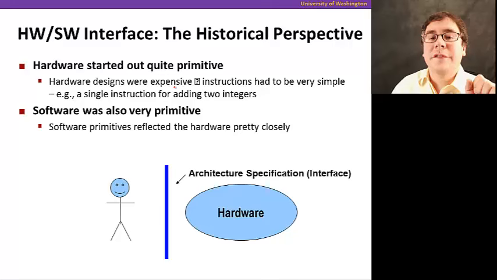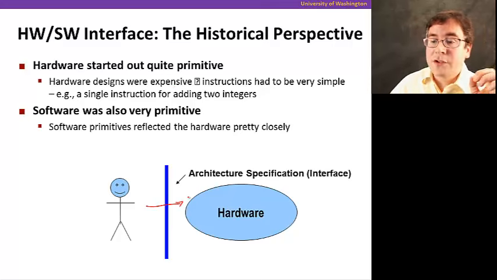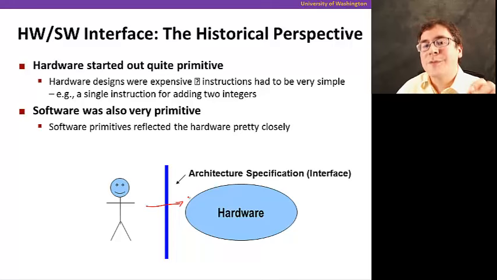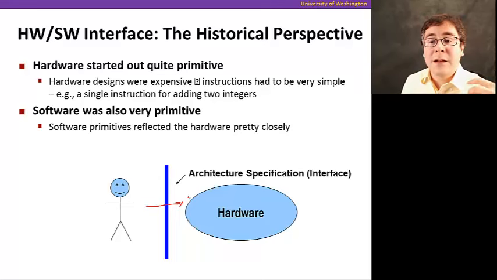Now, let's look at the hardware software interface from a historical perspective. At first, the hardware software interface was very, very simple because hardware was simple. Hardware was very, very primitive when computers started. So humans were able to write code directly to hardware without any abstraction at all. That means that software was also very primitive, because the software primitives reflected the hardware pretty closely. But then people got really excited about computers, and thought, hey, computers can do all of these things. So they ended up writing more and more complex pieces of code. That meant that humans could no longer keep up with the complexity of writing machine code directly.